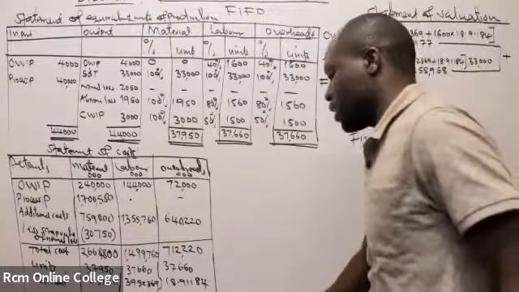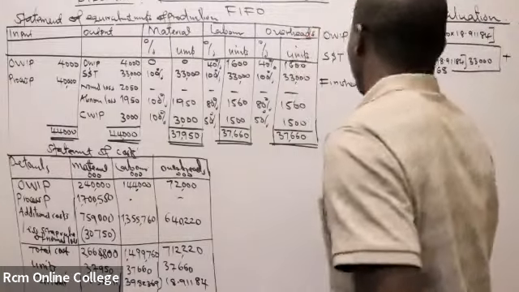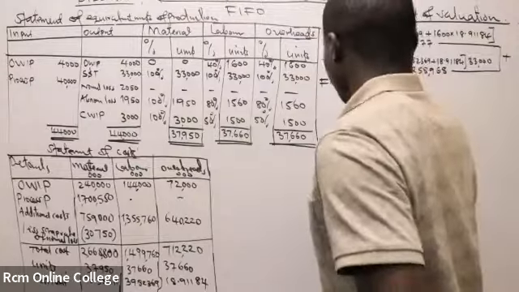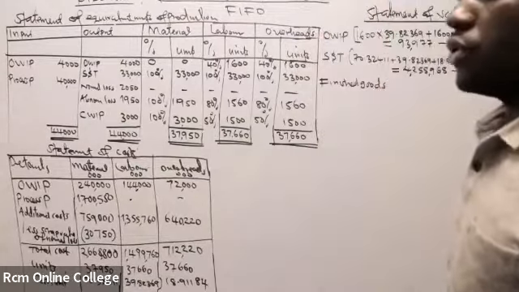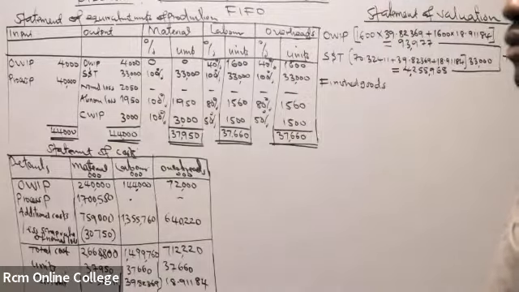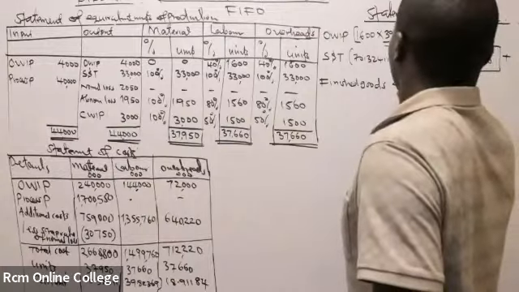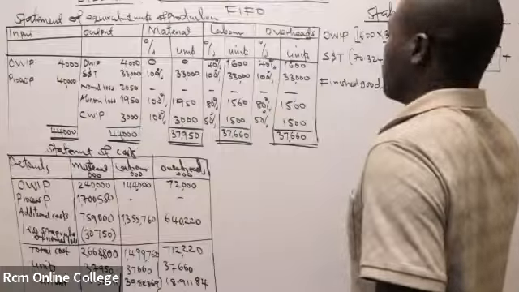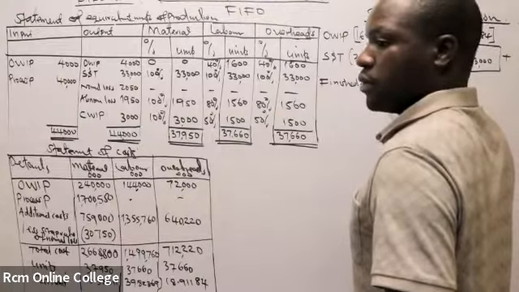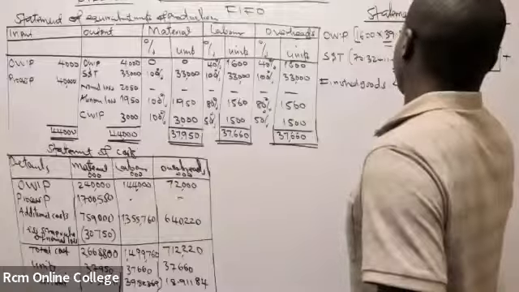Can you please go ahead and give me the cost of finished goods? Finished goods. 4352. $945.